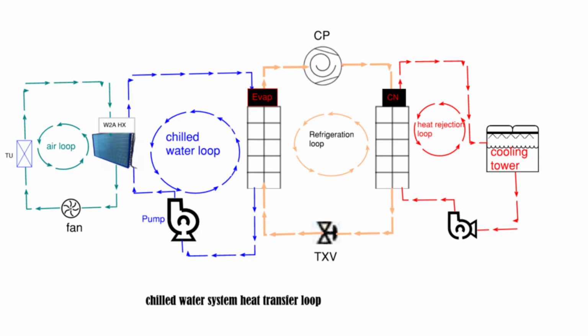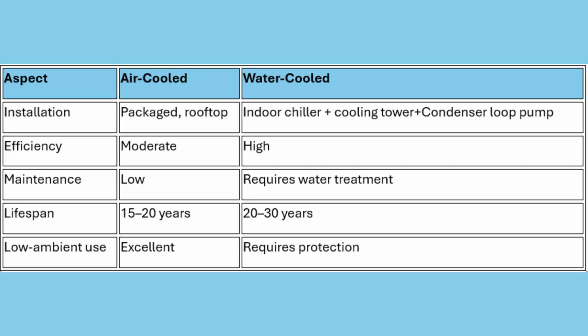Every degree Fahrenheit change in condenser water temperature can affect chiller power by 1 to 2%. Raising condenser temperature increases compressor power, but can reduce cooling tower, fan, and pump energy. System optimization is about balancing all 3. From the comparison table, it is clear that air-cooled chillers are easier to maintain. Water-cooled chillers last longer and perform better, especially in humid climates.